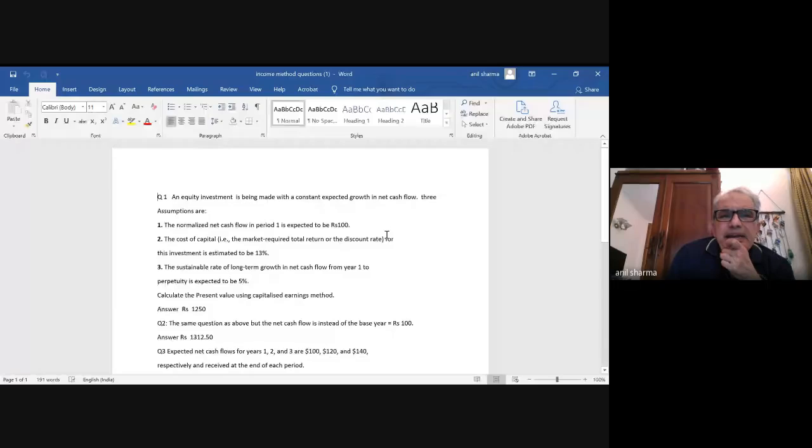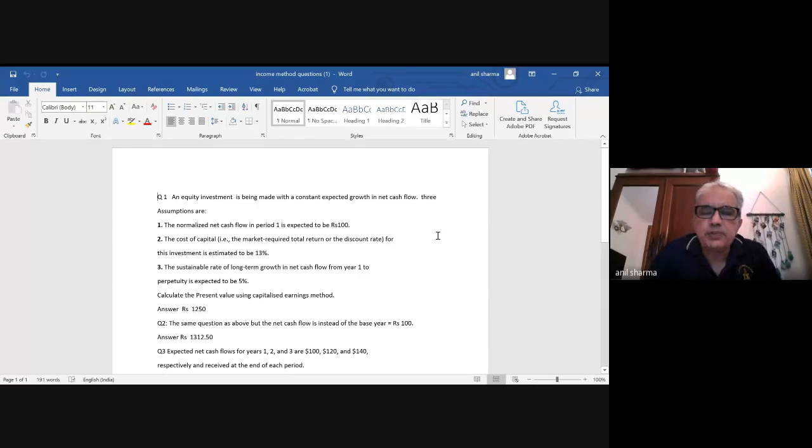So an equity investment is being made with a constant expected growth in net cash flow. The assumptions are: the normalized net cash flow in period 1 is expected to be 100. The cost of capital is 13%. The sustainable rate of long-term growth is 5%. So what is the present value using the capitalized earnings method?